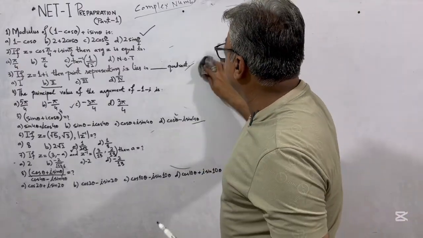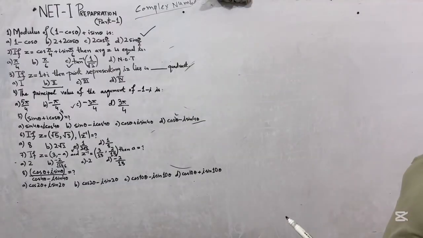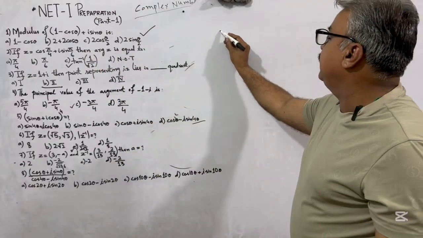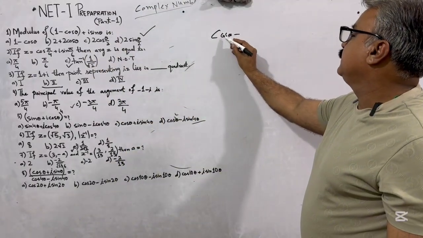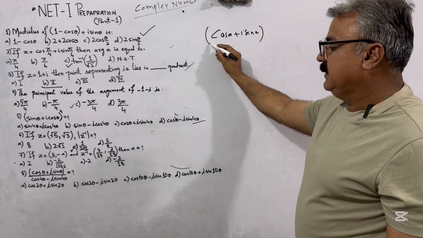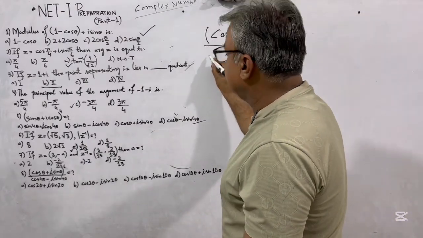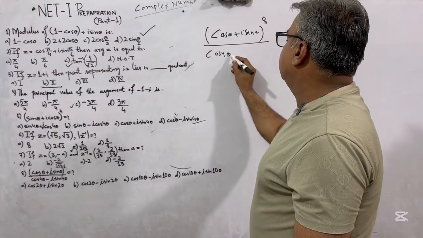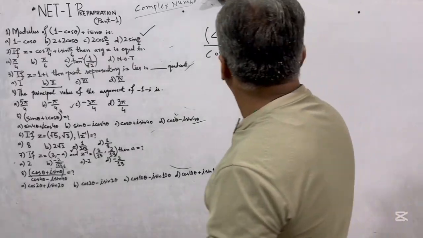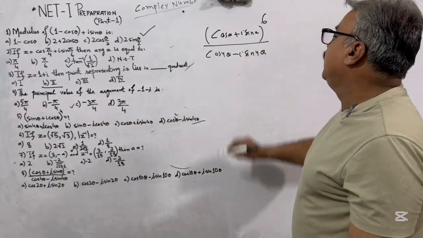5 to 7 questions are more coming for you. Selection from the manual present. Question number 8, the last one. Cos theta plus iota sin theta raised to 8, divided by cos 4 theta minus iota sin 4 theta. Here it is 6. Okay, cool. I have written 8, it is 6.